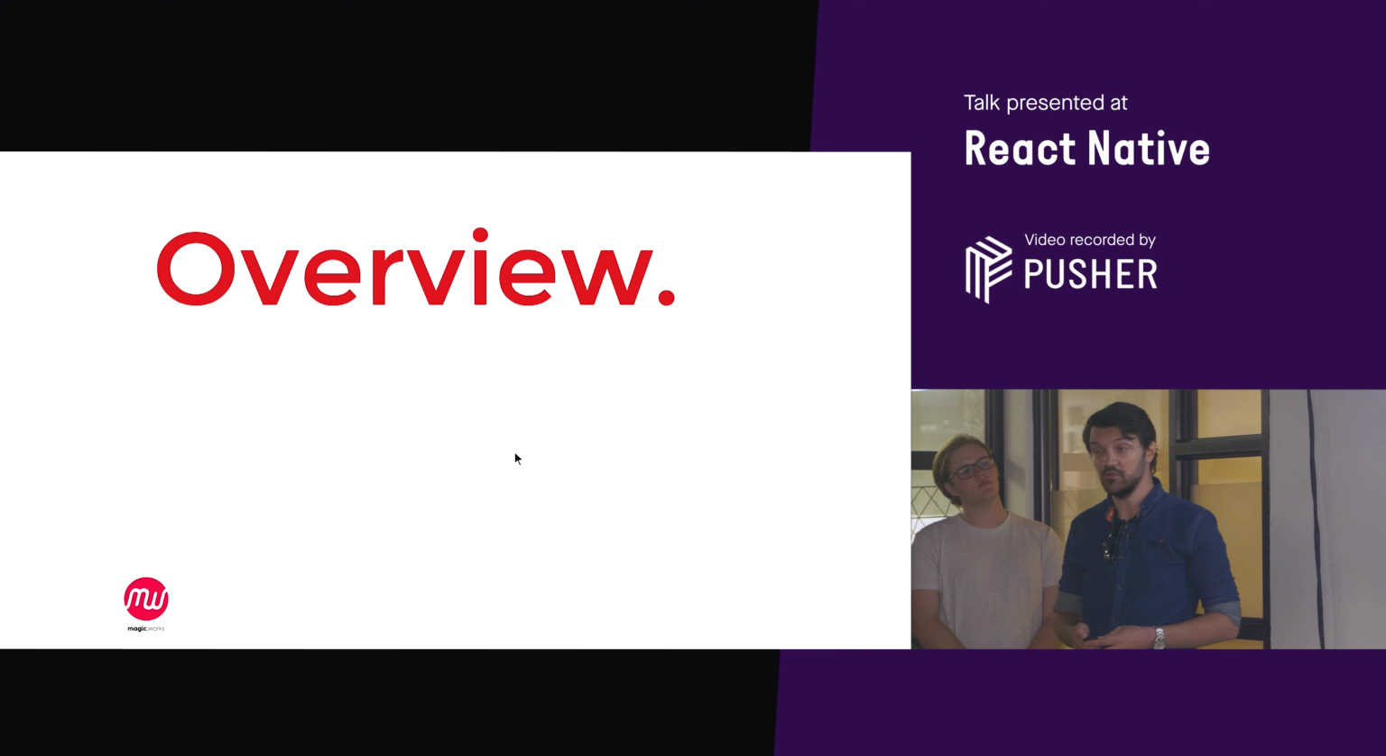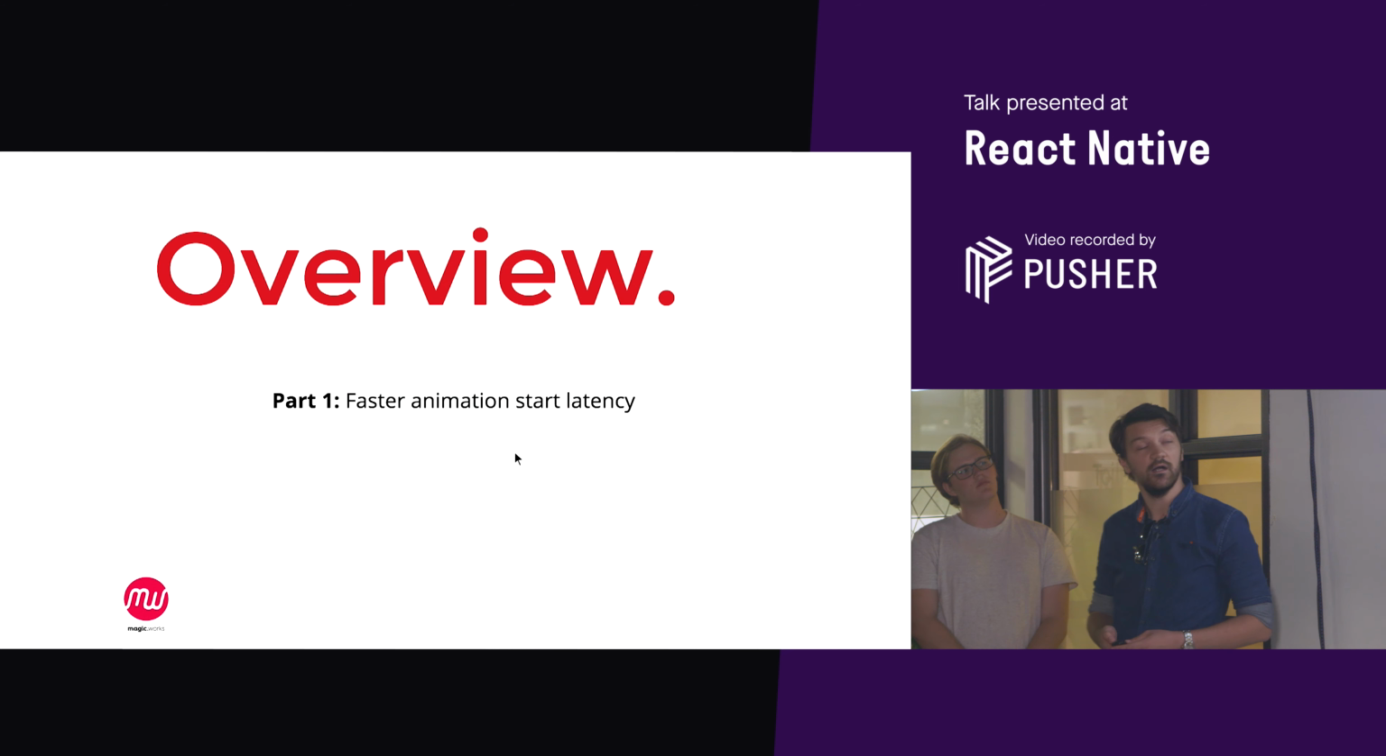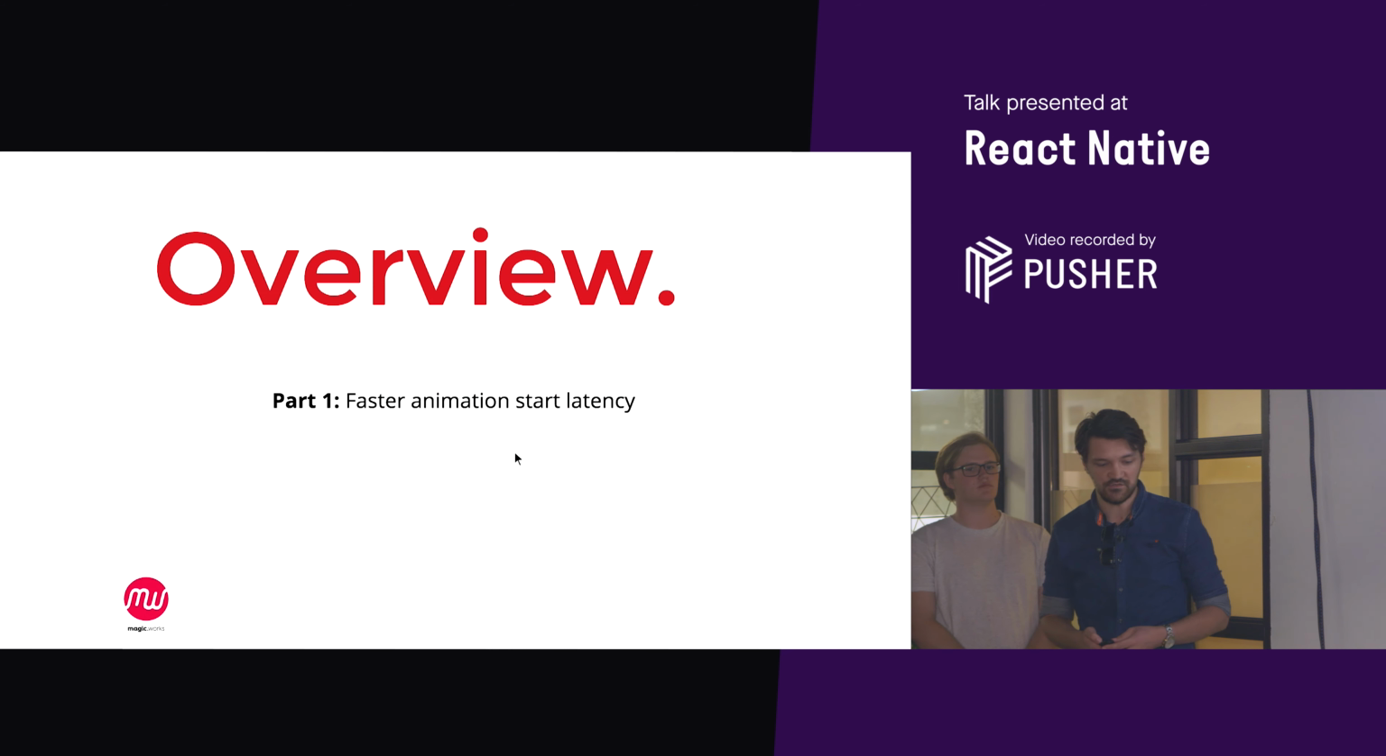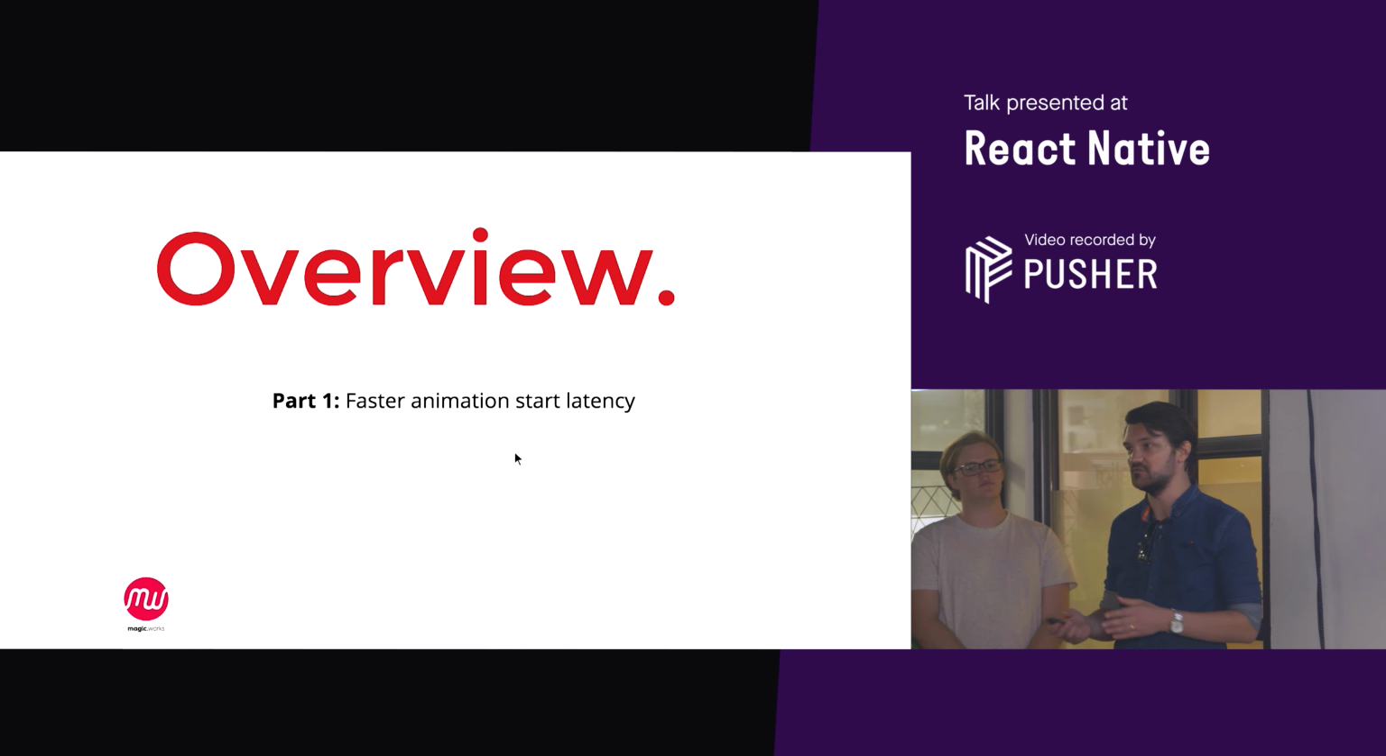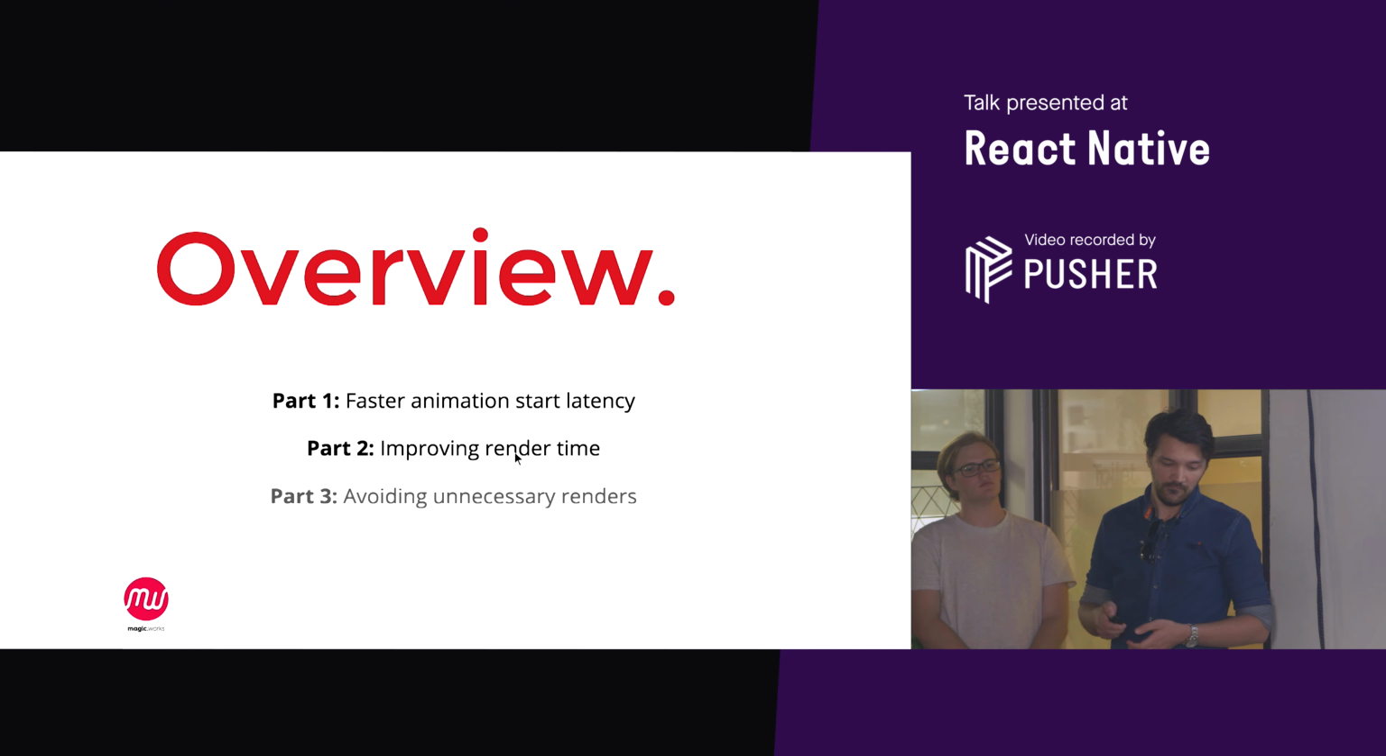The overview of the talk: part 1, how do we achieve faster animations and lower the latency to start the animation. Part 2, improving the render time, so how long your component takes to render, which also reduces the number of frames that will be dropped during the animation. And part 3 will be avoiding unnecessary renders, which also makes the animations a lot smoother.